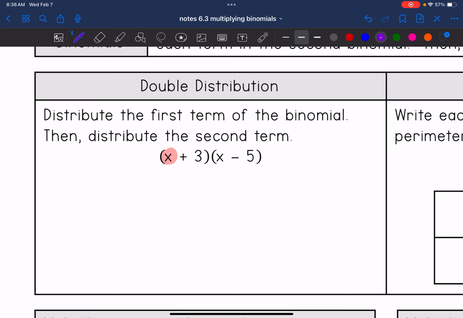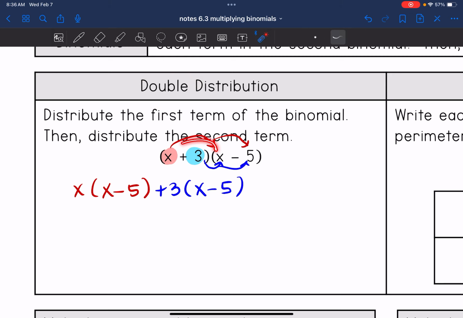So the first thing I would want to do is get that x and distribute to the entire second binomial. Then I would get the second term, which is that positive 3. And then that one also has to get distributed to the second binomial. So this is why it's called double distribution, because you have to distribute twice. Okay, let's go ahead and do that math really quickly.